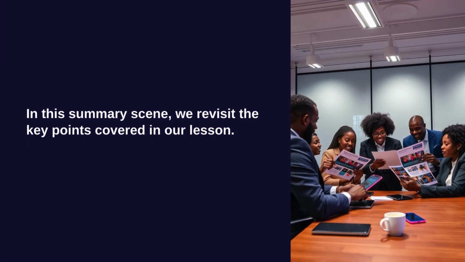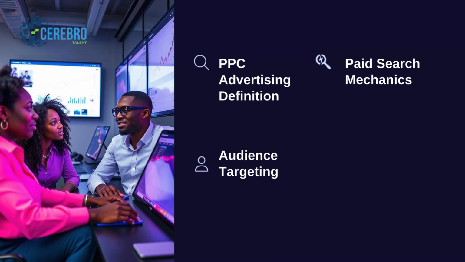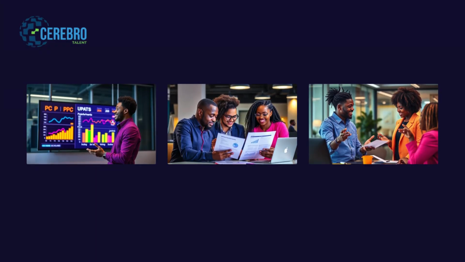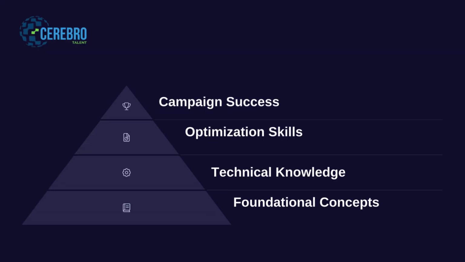In this summary scene, we revisit the key points covered in our lesson. We define PPC advertising, explain how paid search works, and emphasize the importance of audience targeting. Core components such as keyword research, ad copy, and landing page optimization were explored, along with the significance of performance tracking and budget management. Visual aids, charts, and real-life case studies reinforced each concept. This concise recap ensures that you retain the foundational knowledge needed to build and optimize your own PPC campaign successfully.